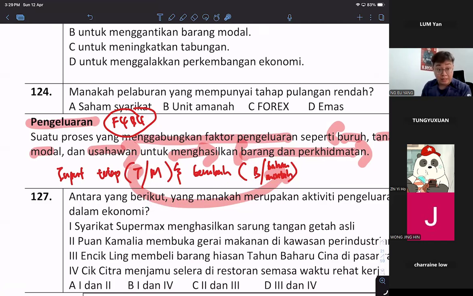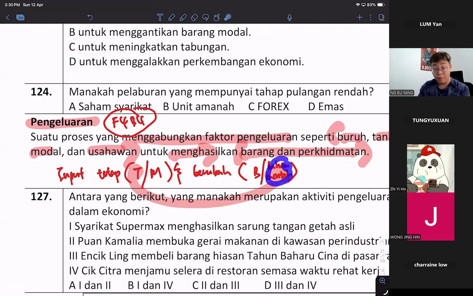Kaya tanah in jangka masa panjang is no, tanah jangka masa pendek is input tetap. Jangka masa panjang is input berubah. So from the tanah, we can get some raw material, bahan mentah. So the commodity from tanah, known as bahan mentah, is definitely input berubah. Because for the bahan mentah, if we want to produce more, then we get more bahan mentah. If we want to produce less, then we buy less bahan mentah.